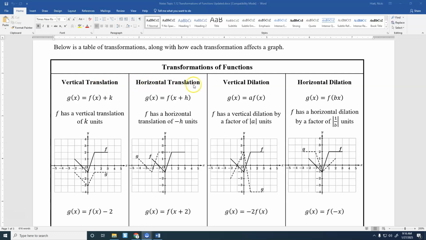The horizontal translation is similar, but has one little thing that's different. Whenever we have a horizontal translation, we're going to see a number added or subtracted inside of our parentheses instead of on the outside. And you'll notice that this function has a plus h here, but it has a horizontal translation of negative h units. I like to say everything inside of the parentheses behaves in the opposite way than you think it should. So if you have a plus h, rather than going h units to the right in the positive direction, it's going to go h units to the left in a negative direction.